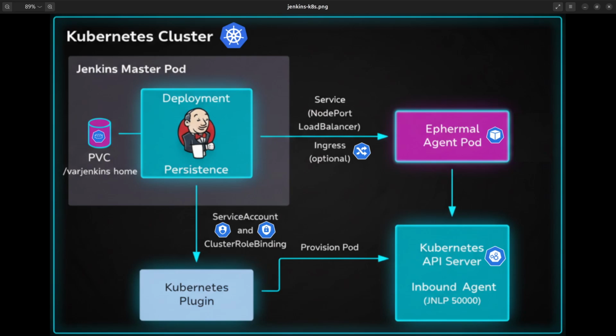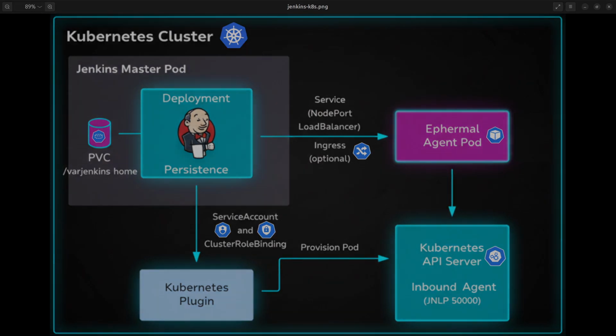The fourth part is persistent storage. Pods are temporary by design. To prevent data loss, we use Kubernetes persistent volumes to store Jenkins data. These volumes keep Jenkins configuration and pipeline logs safe even if the master pod is deleted and recreated.